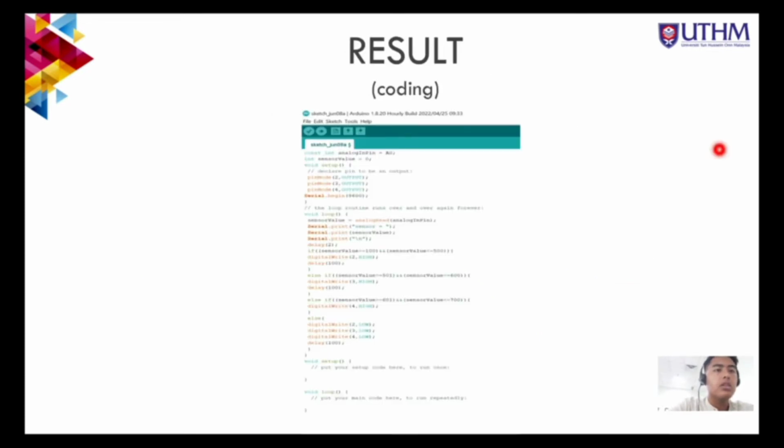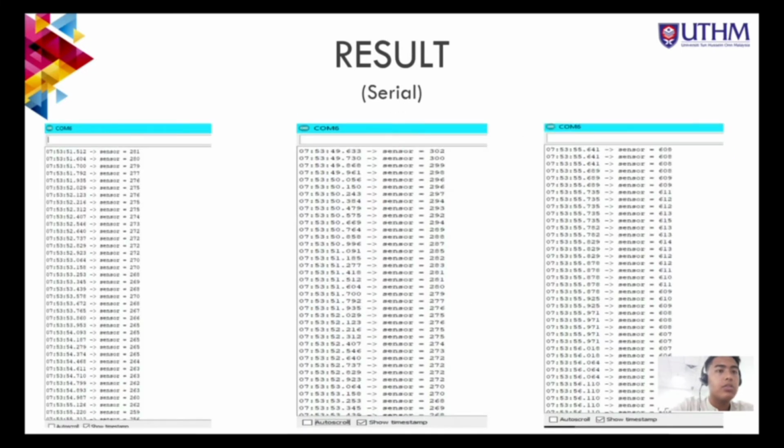And here is the coding for our water level sensor. Without this coding, our experiment or our project will not succeed. So here are the serial results for our water level sensor experiment.